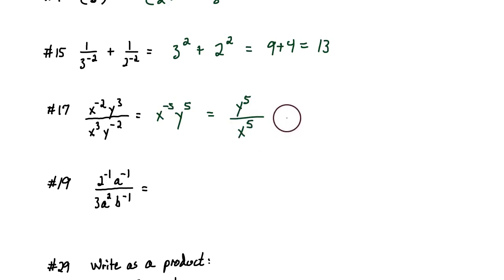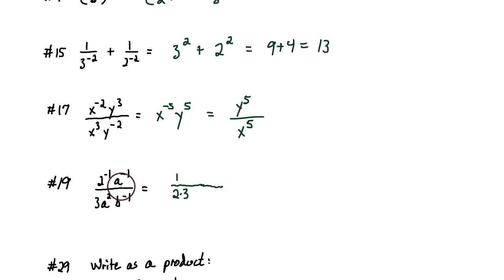a positive exponent. Number 19, 2 to the negative 1 creates 1/2 because the meaning of a negative 1 power is a reciprocal. The reciprocal of a 2 is 1 over 2. There's also a 3 down in the denominator, so let me write times 3 by that.